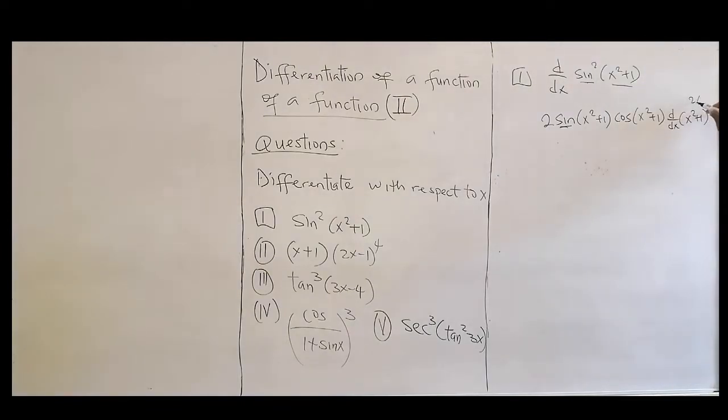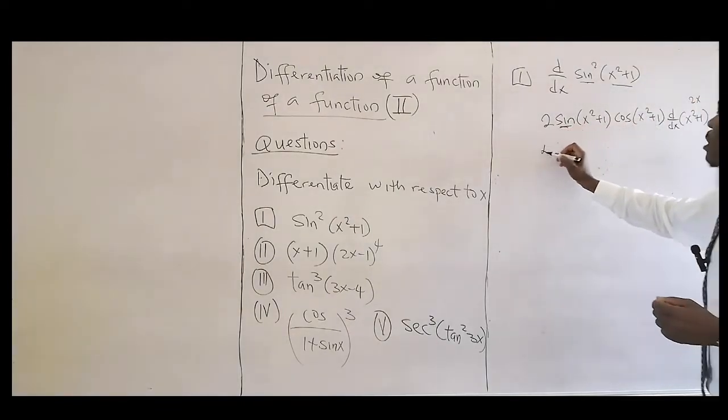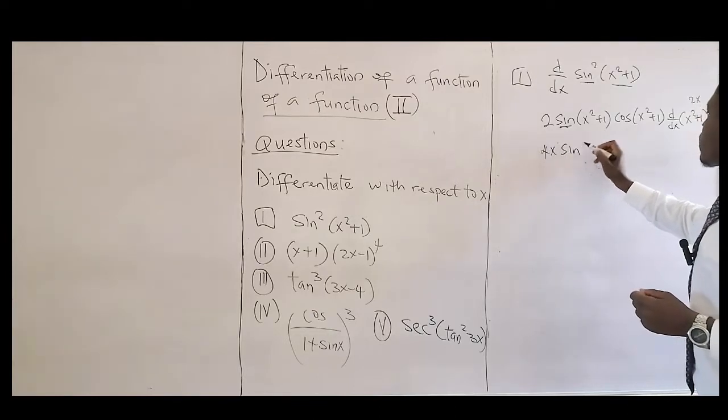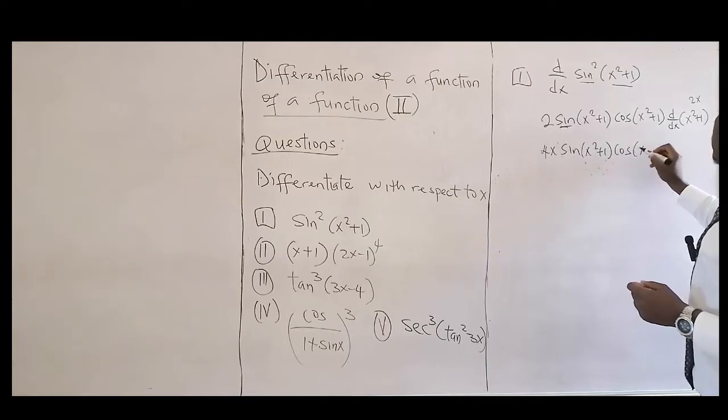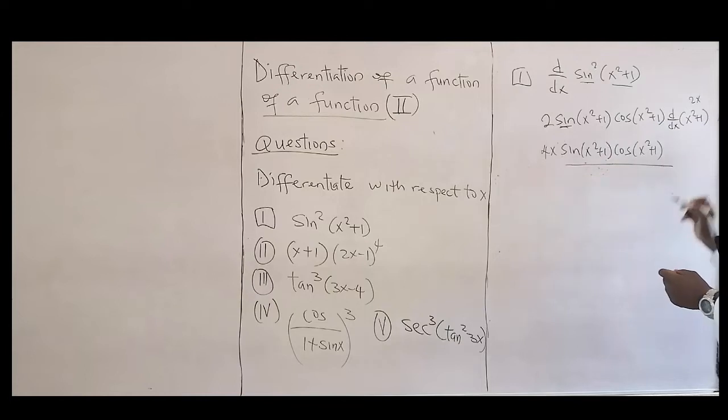and the derivative of this one is 2x. So 2x times 2, so that's 4x sine(x squared plus 1) cos(x squared plus 1). So that's that on that question.